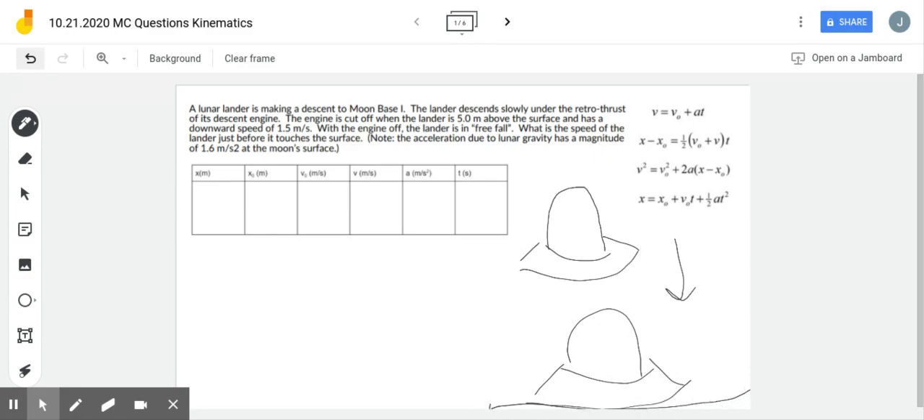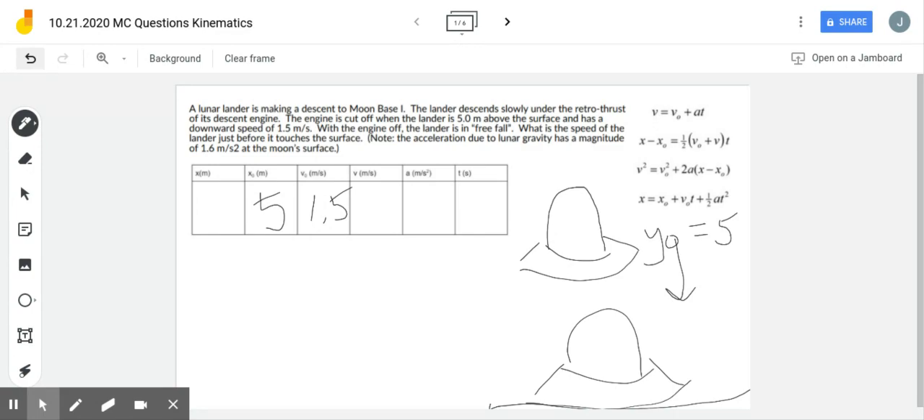Okay, the lander descends slowly under the retro thrust of its descent engine. The engine is cut off when the lander is 5 meters above the surface. So this is our initial height of 5, and I'm going to put that in here. It has a downward speed of 1.5 meters per second. So that's V naught, the initial speed.